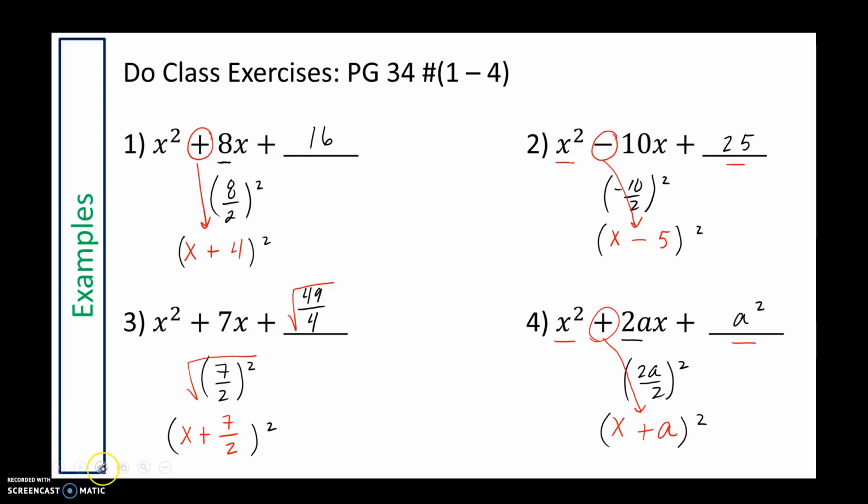Completing the square is a very, very useful method. It's very easy, it eliminates a lot of work, but we'll see as we do examples that the problem has to set itself up sort of nicely in order for it to be that easy to use.